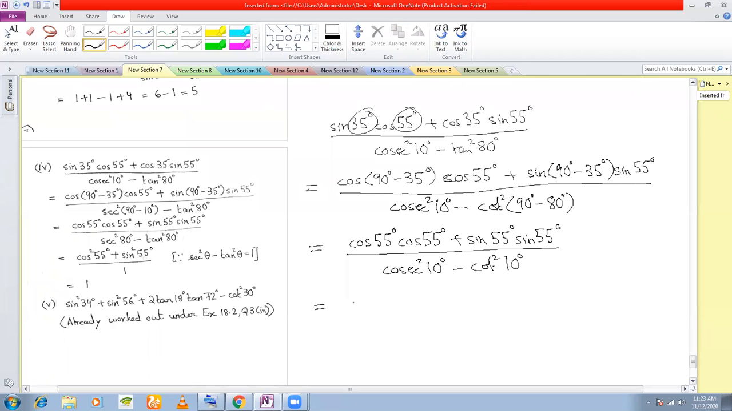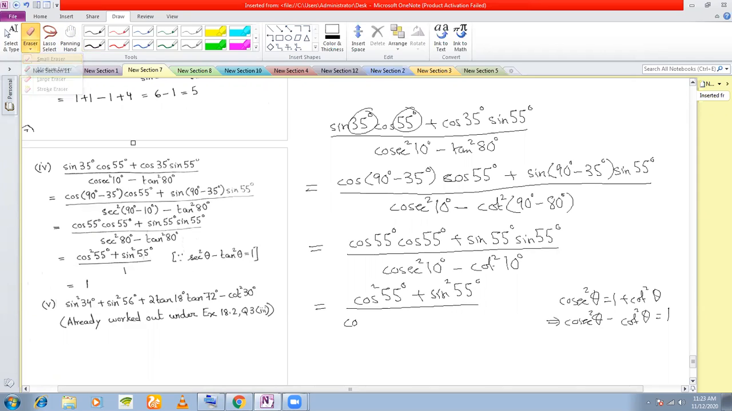Okay. Now from here you get cos square 55 degree plus sine square 55 degree, which is 1 because cos square theta plus sine square theta is 1. And in the denominator, you know that cosec square theta is equal to 1 plus cot square theta. That means cosec square theta minus cot square theta has to be 1.